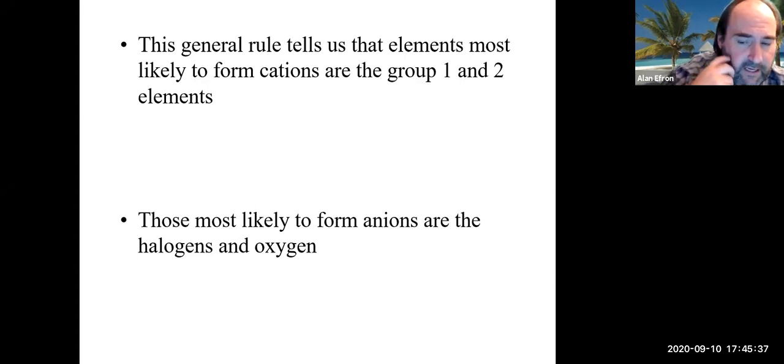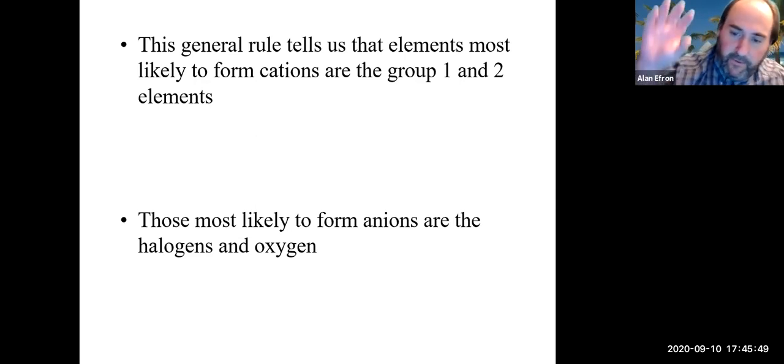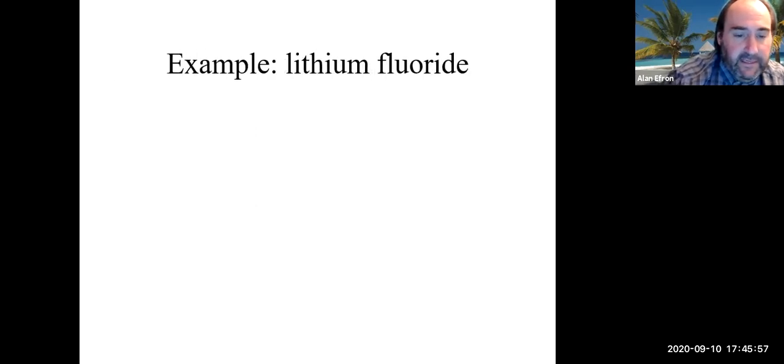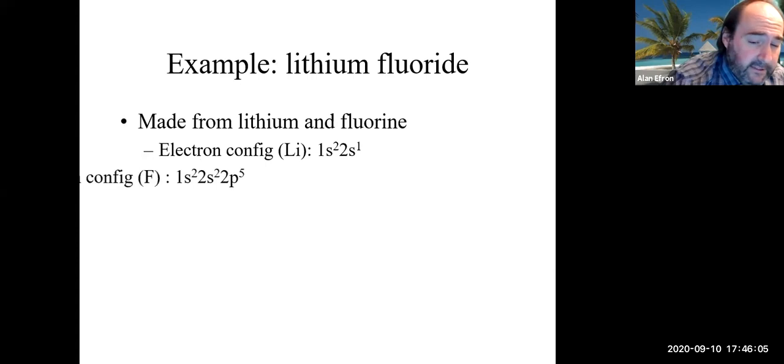So the general rule, like what we've been talking about, is that things in group 1, group 2, group 3, for example, will tend to form cations, positively charged ions, while our nonmetals in the upper right will typically form anions, negatively charged ions. And again, our metal is going to be giving its electrons away to our nonmetal. So let's take a look at how this happens.